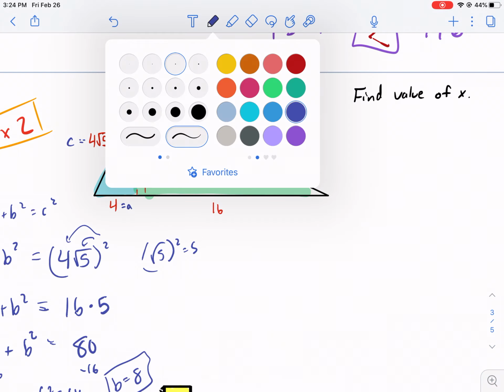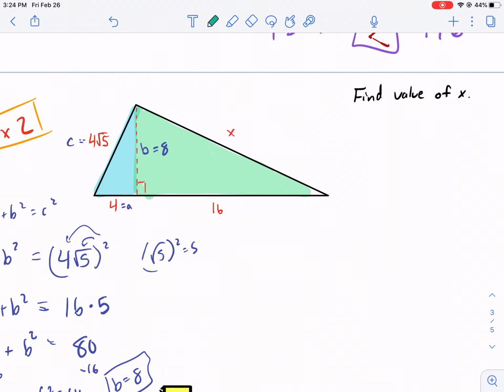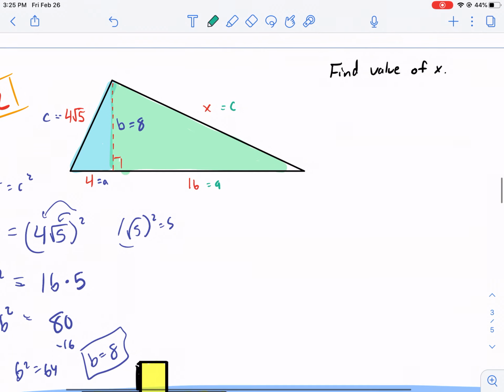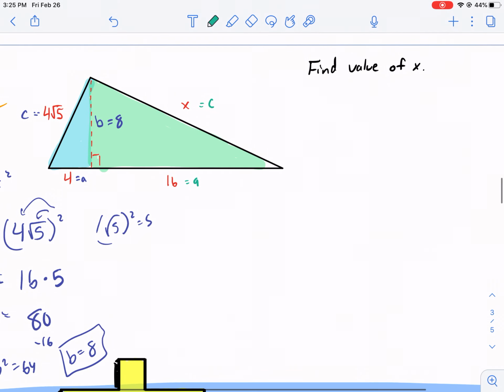Let me go over here to the green triangle. This time we're missing C. Let's label our sides. This is B. We already called the other one B, so let's call this our A for the green triangle. Honestly, it doesn't matter. The important thing is we keep the legs on one side. So we have 16 plus 8 squared equals C squared. Again, that's A squared plus B squared equals C squared.